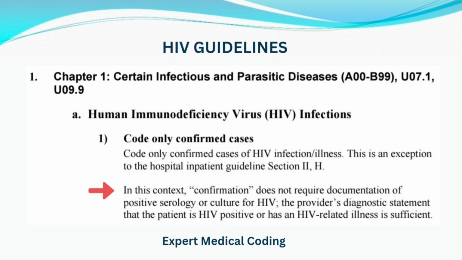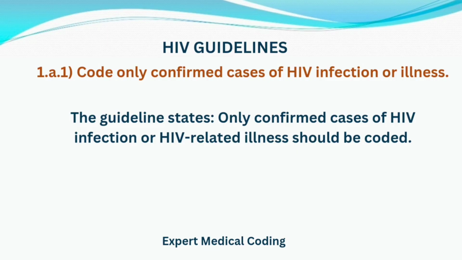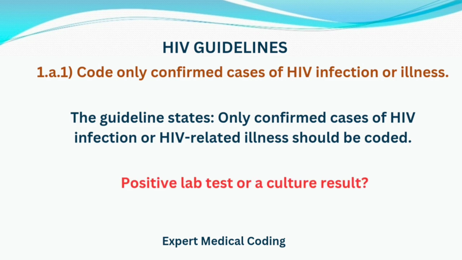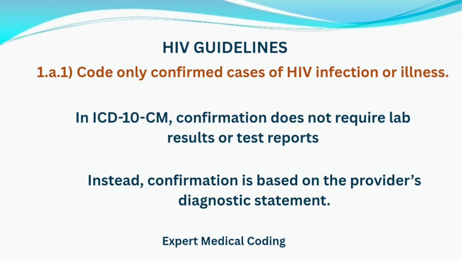Now that we have read the guideline, let's break it down and understand what it really means. So the guideline states here, only confirmed cases of HIV infection or HIV related illness should be coded. But wait, what does confirmed mean here? Do we need a positive lab result or a culture result? The answer is no, we do not need a positive lab test or a culture result. In ICD-10-CM, confirmation does not require lab result or test reports. Instead, confirmation is based on the provider's diagnostic statement.